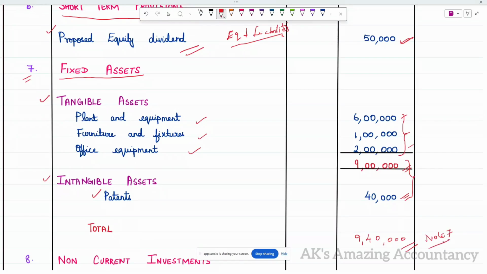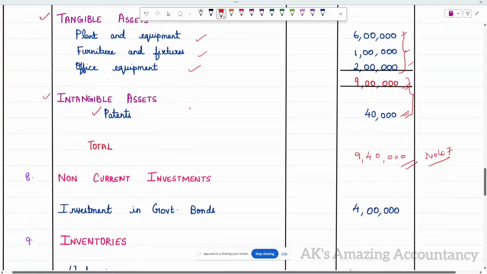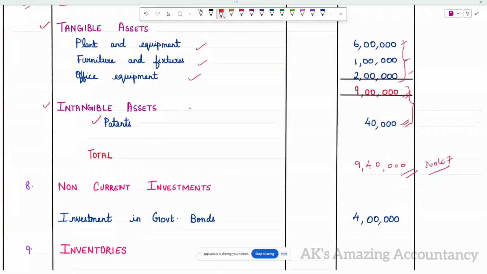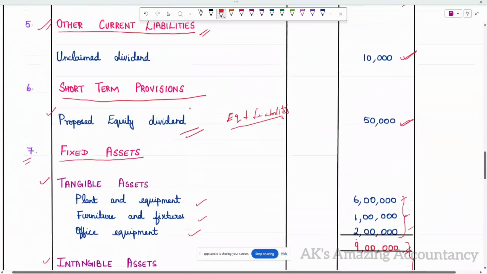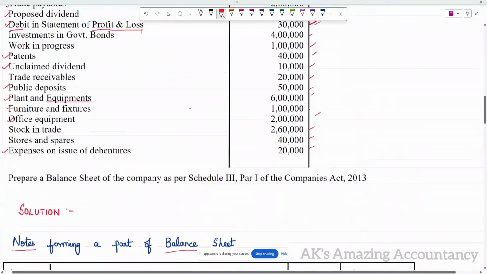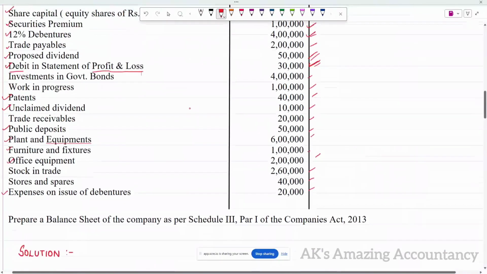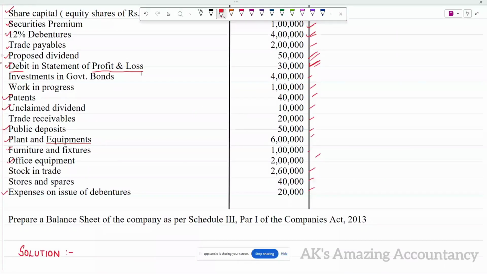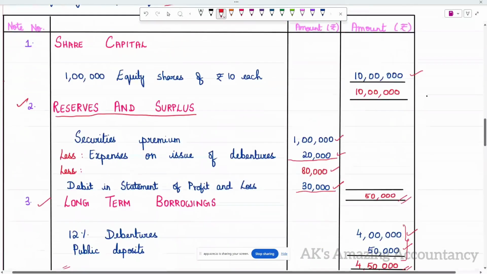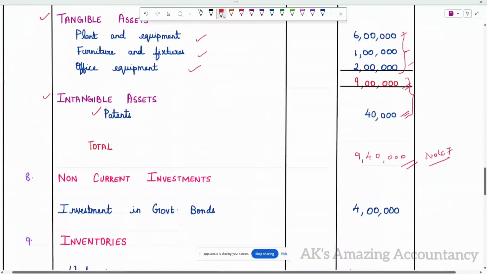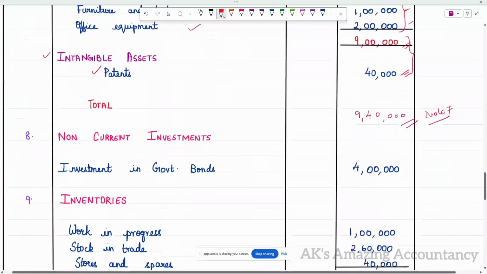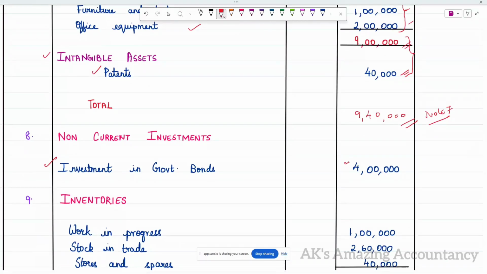that is fixed assets. Then we have non-current investment as note 8. So under non-current investment, we'll be having this particular item. Let us have a look at the balance sheet. Investment in government bonds. This will come. Okay. So investment in government bonds. So how much do you have as investment in government bonds? It is 4 lakhs. This will come under non-current investment.